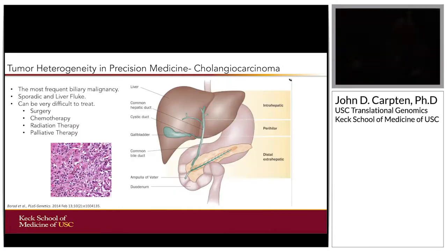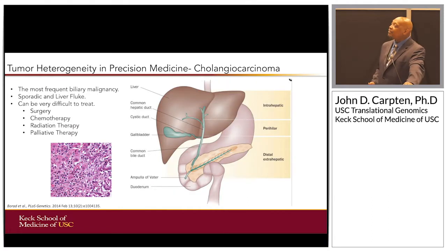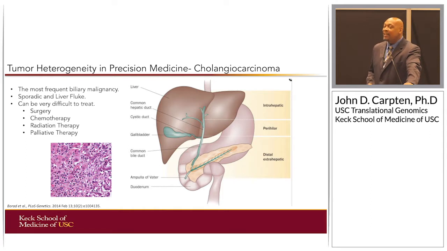Okay, as the most frequent form of biliary malignancy, it can be diagnosed in either a sporadic form or as a result of liver fluke infections, particularly in Southeast Asia. It can be very difficult to treat, typically treated with surgery, chemotherapy, radiation, and palliative care. Again, these tumors tend to occur within the bile duct system and can be intrahepatic, perihilar, or distal extrahepatic.